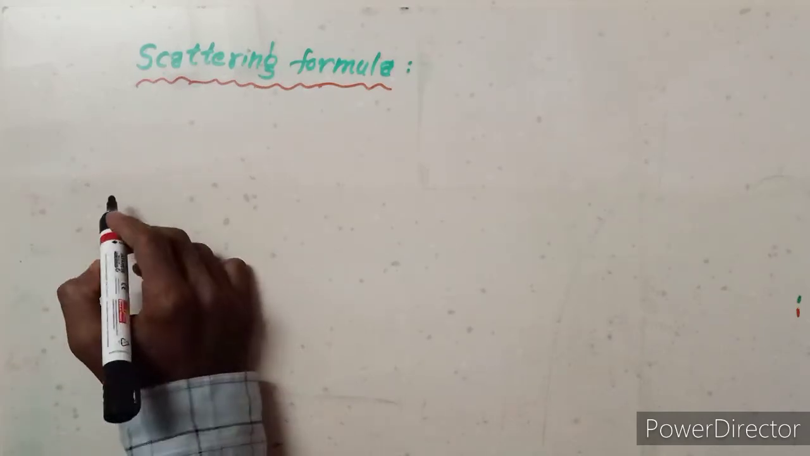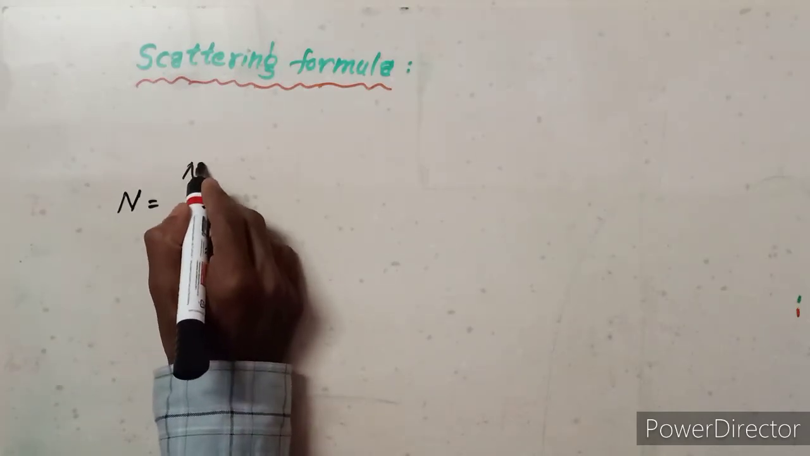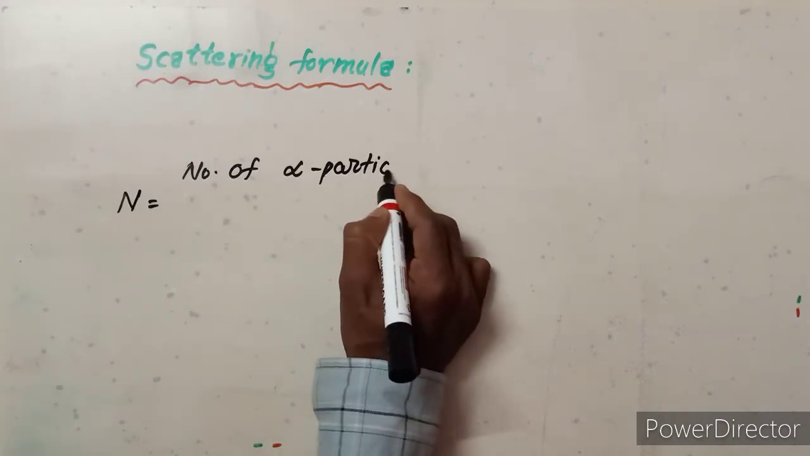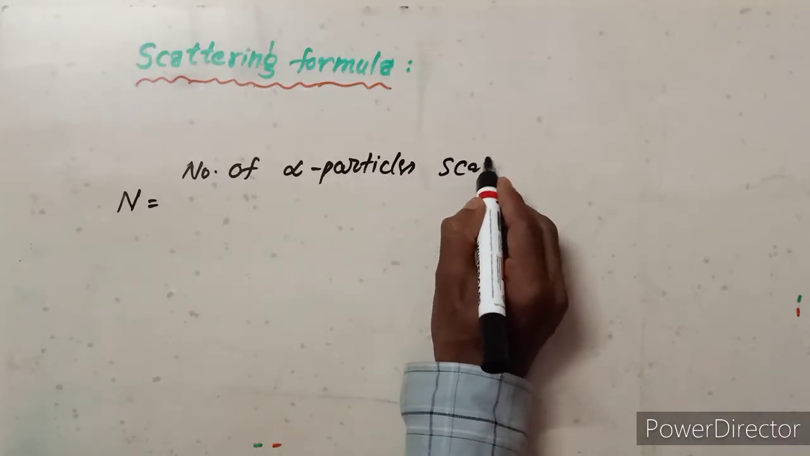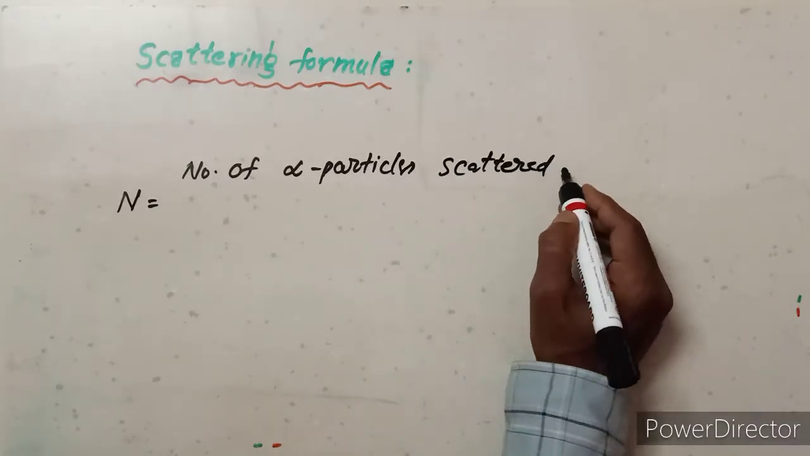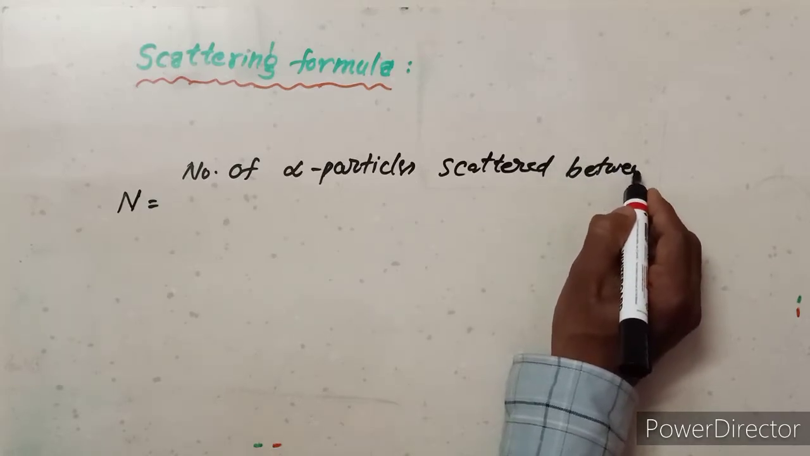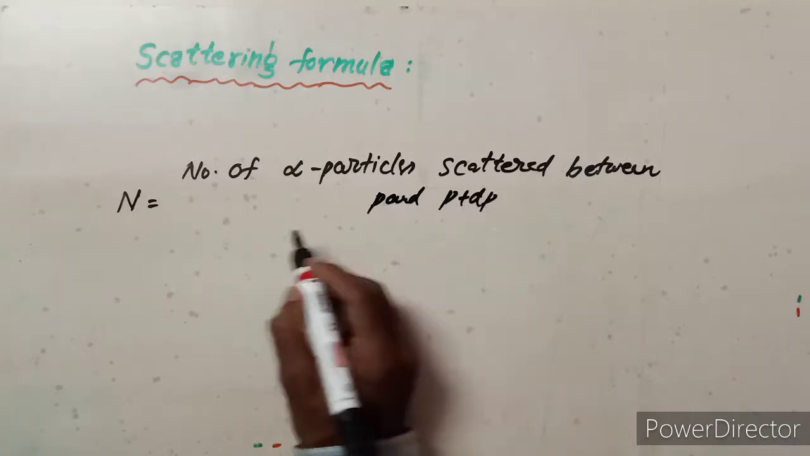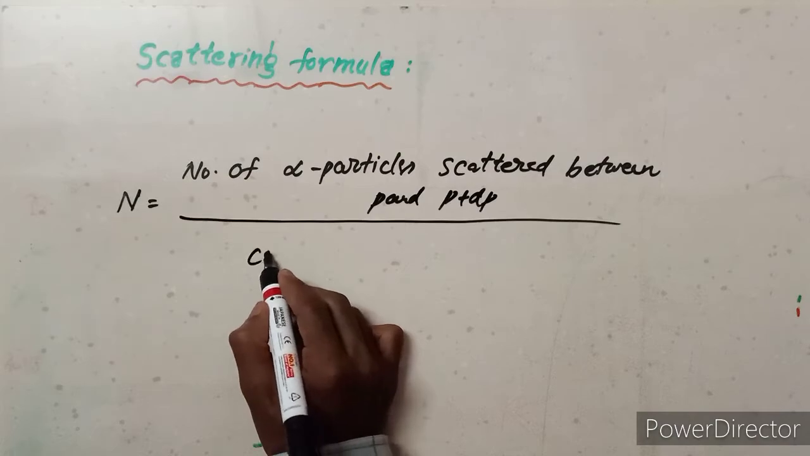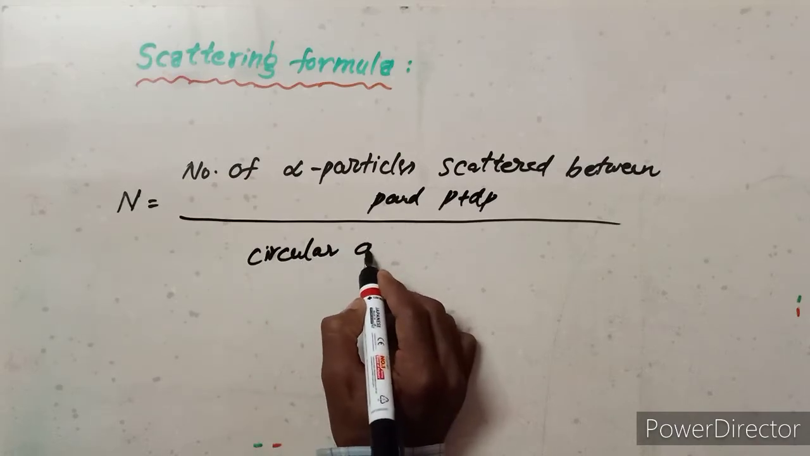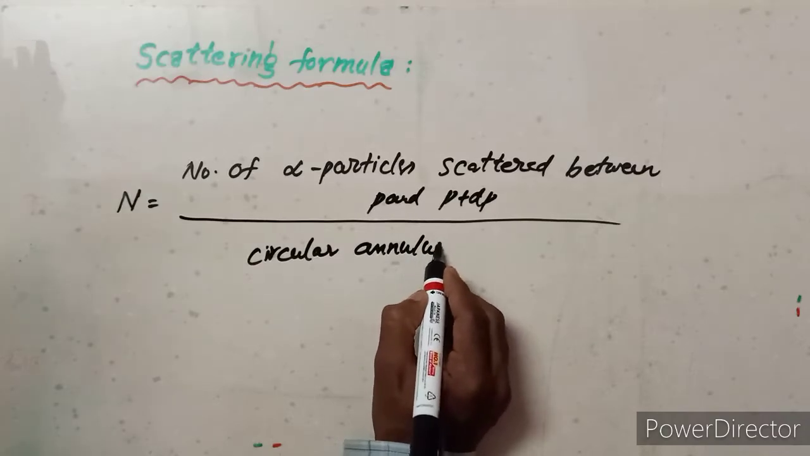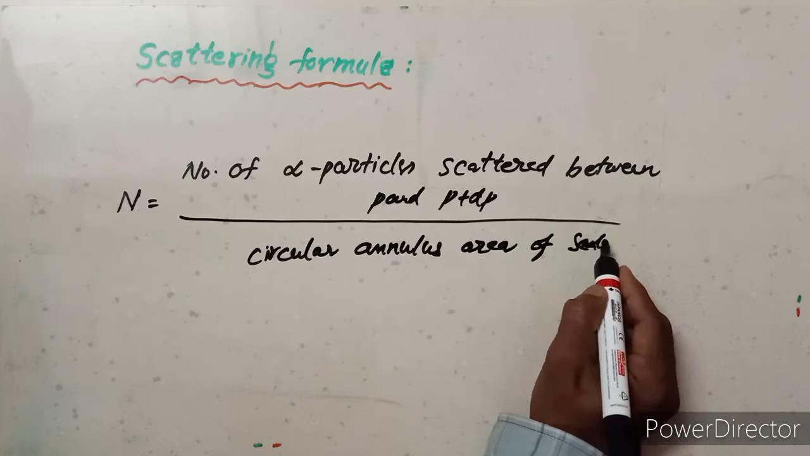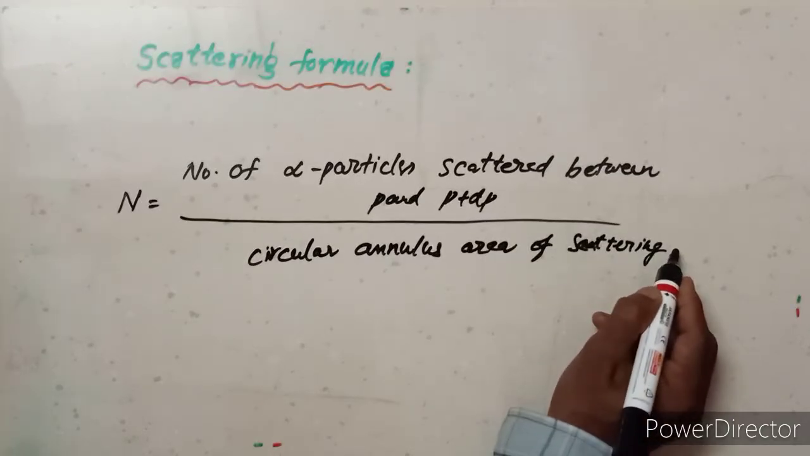N equals the number of alpha particles scattered between P and P plus dP upon the circular annulus area of scattering.